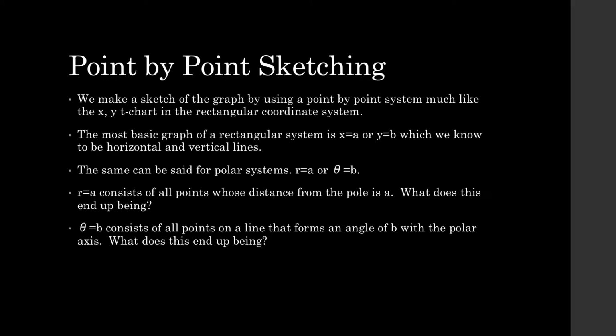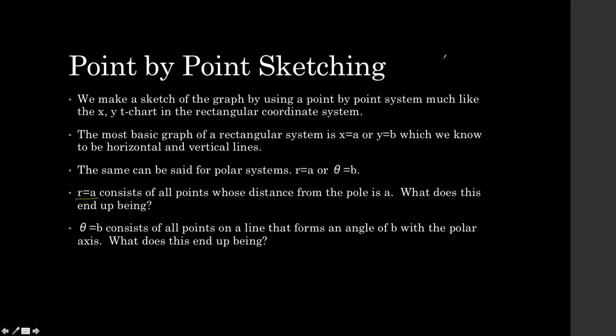The most basic graph of a rectangular system is x equals a or y equals b. As it says, these are our horizontal and vertical lines. The same can be said for polar systems: r equals a or theta equals b. Now, what kind of graph is r equals a?